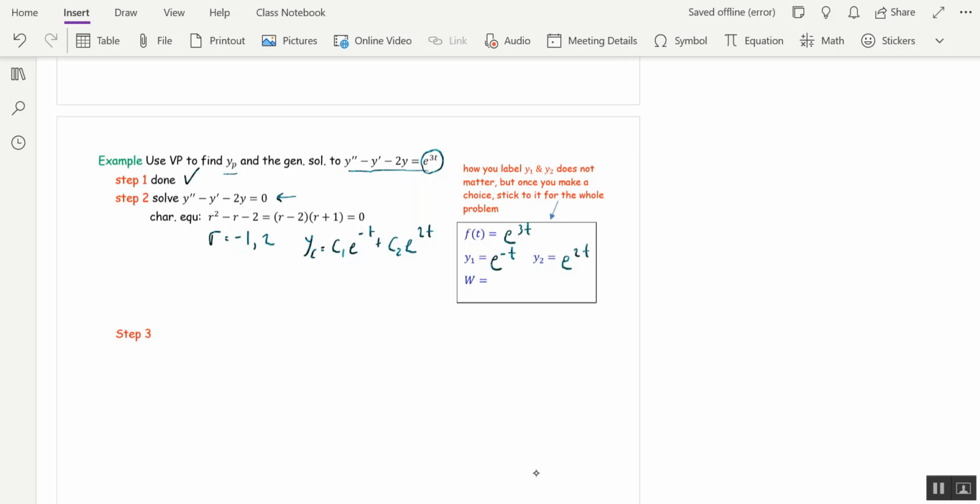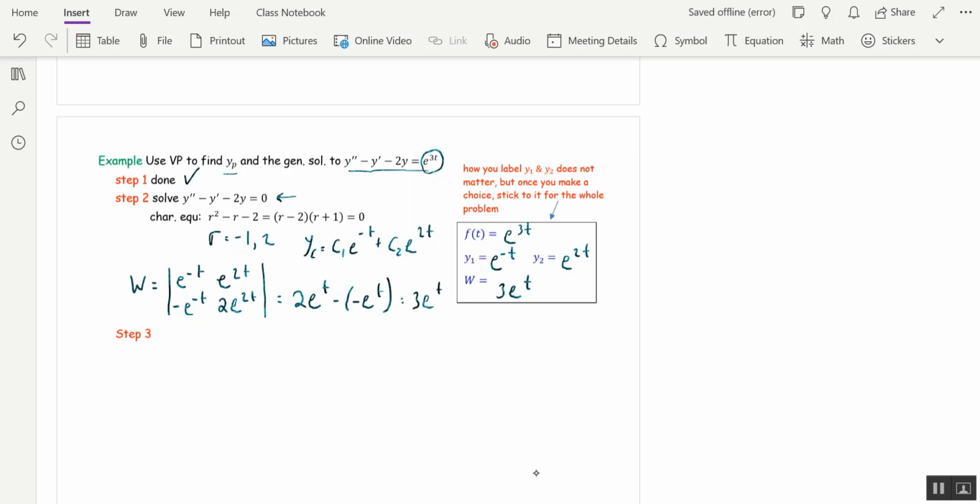You can change that order, you just have to make sure you stick with it throughout the whole solution. W is the Wronskian. I'll remind you how that works. You put y1 and y2 on the top row and their derivatives on the bottom row, and then you take the determinant. That gives me 2e^t minus negative e^t, which is 3e^t. So that's my W.